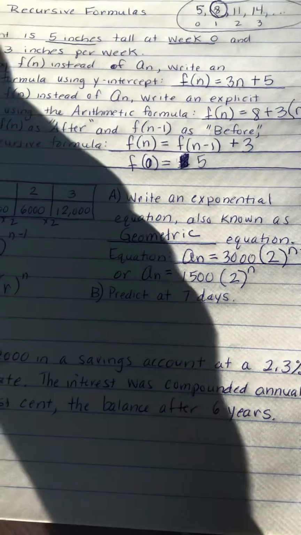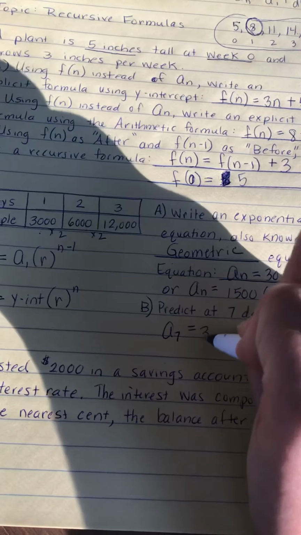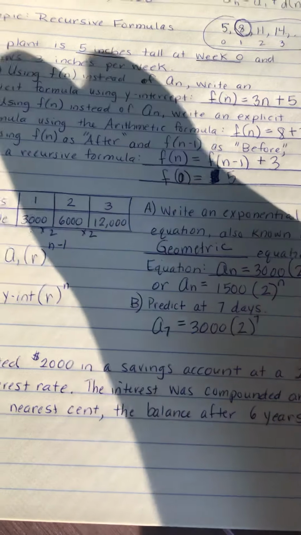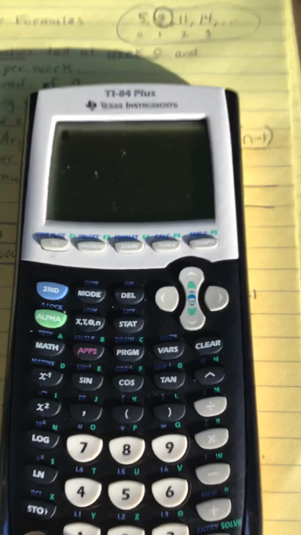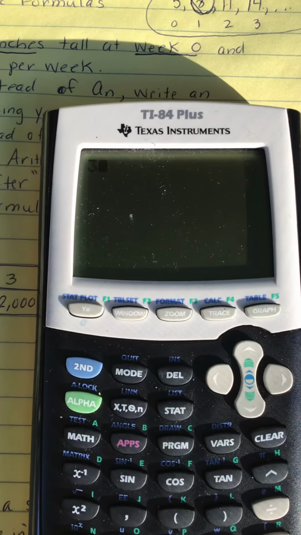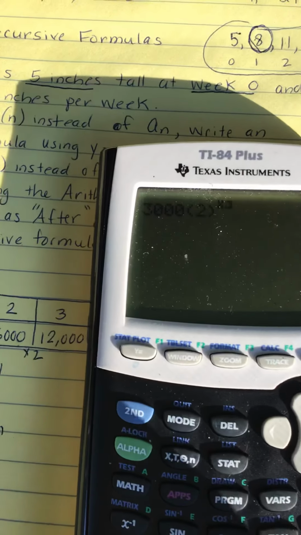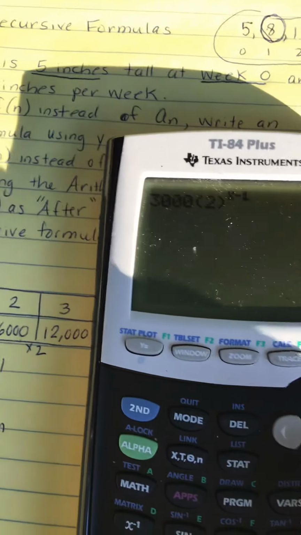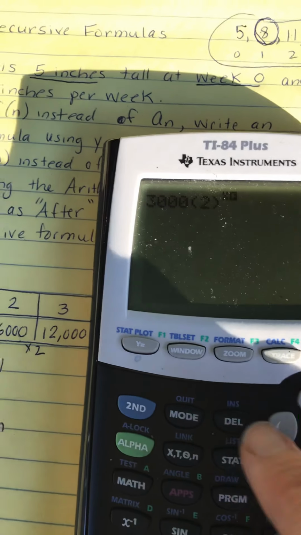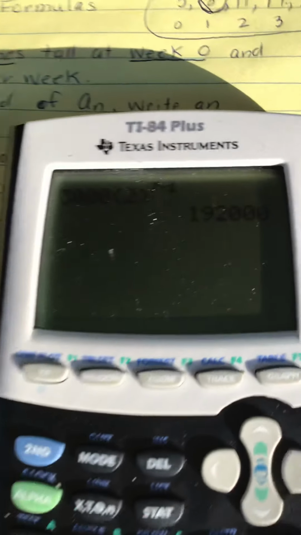Okay, predict at 7 days. I'm going to use the one I started with. So I'm going to do a sub 7 equals 3,000 parentheses 2 to the 7th power. Take my calculator. Okay, so it's 3,000 parentheses 2 raised to the x minus 1, but instead of x, I'm going to put 7. So to the 7 minus 1, enter, and I get 192,000.